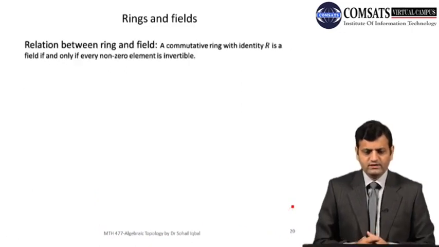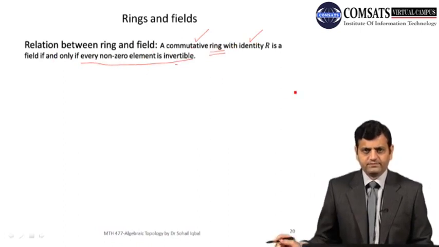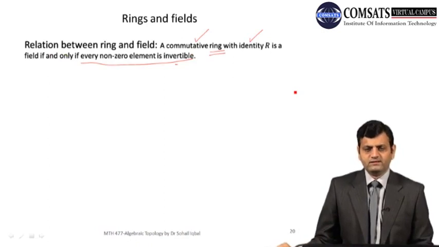So we have already seen that we require some extra conditions when a ring is a field. So what's the relationship between rings and fields? If we have a ring and we require that it should be commutative, it should have identity, and every non-zero element is invertible, then under these conditions rings and fields are the same. So you can say that if we impose the extra conditions of commutativity, containing an identity, and having every non-zero element have an inverse in that set, then the ring becomes a field.